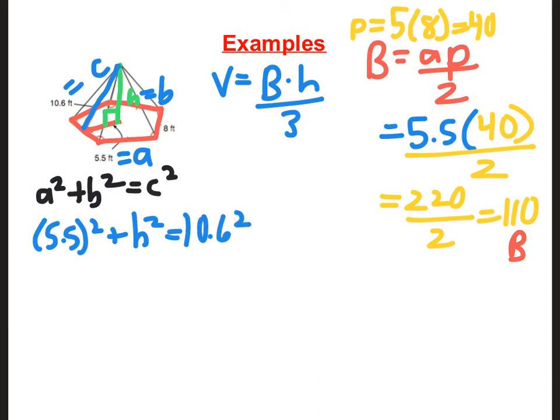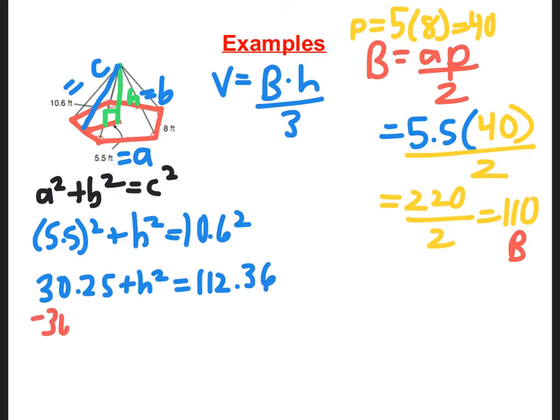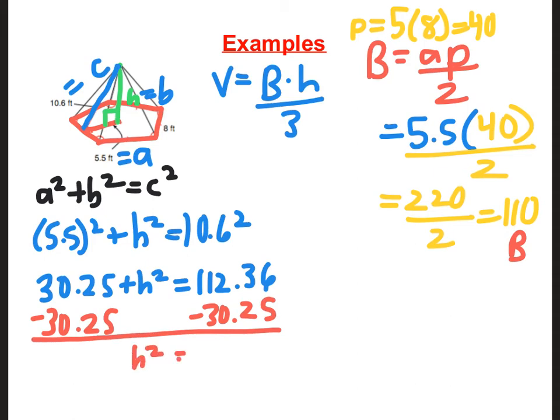If I square 5.5, I get 30.25 plus h squared equals, and then 10.6 squared gives me 112.36. Again, we're trying to get h squared by itself, so I'm going to go ahead and subtract 30.25 from both sides. And when I do that, I get h squared equals, I'm doing 112.36 minus 30.25, and I get 82.11.